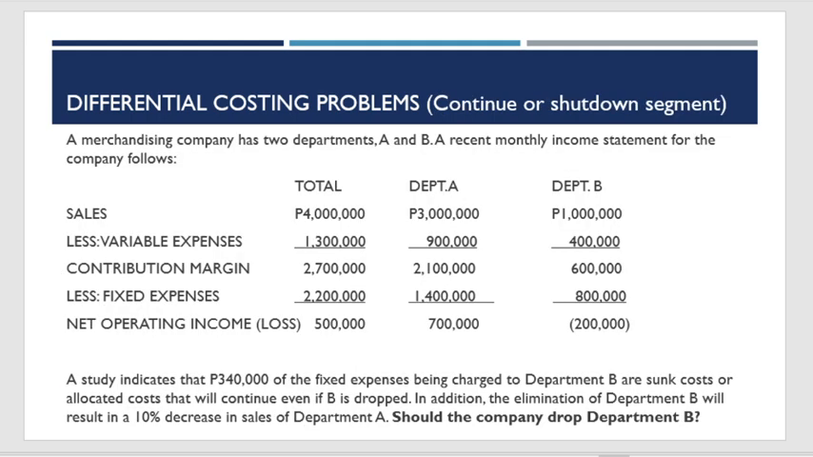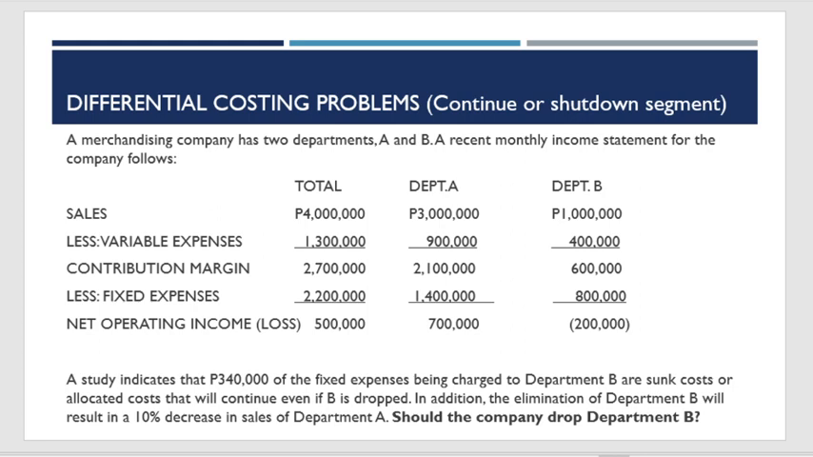Let's proceed more with the continue or shutdown segment. So, may company, binigyan ka ng department A and B. So, meron ka dyang income statement. Sales up to your net income or loss. So, okay. I-analyze mo, tingnan mong mabuti. Si Department A, may income siya, 700,000. Si Department B, meron siyang net loss, 200,000.